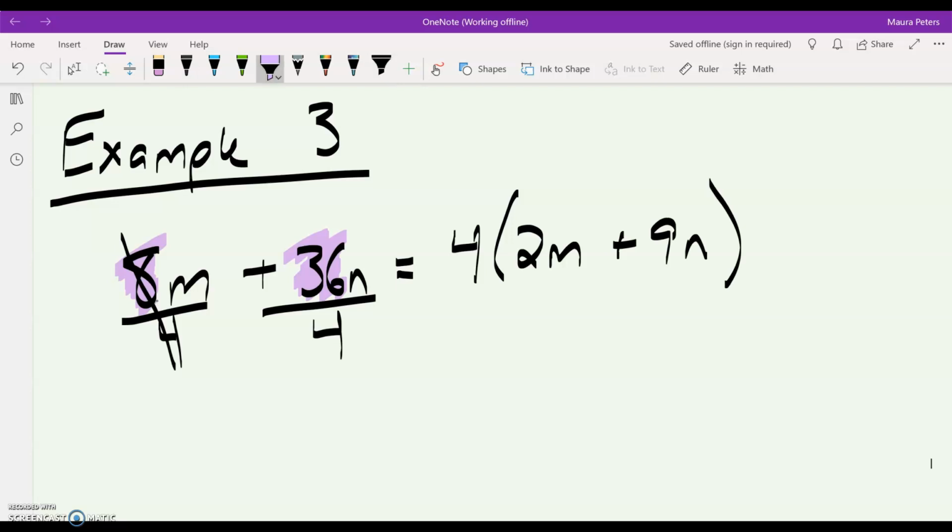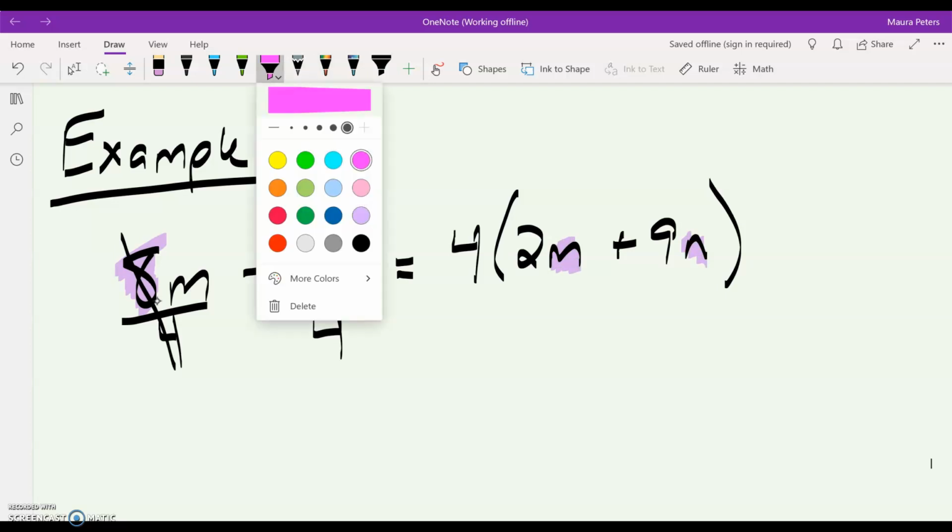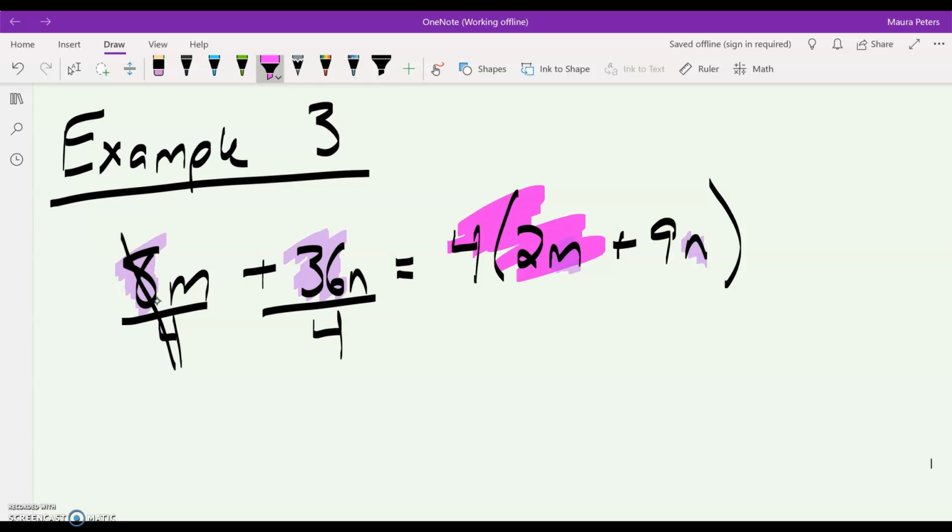Then I'm going to take a look here just to see. There's an m here, there's an n here. There is no greatest common factor there. So that happens to be our final solution.